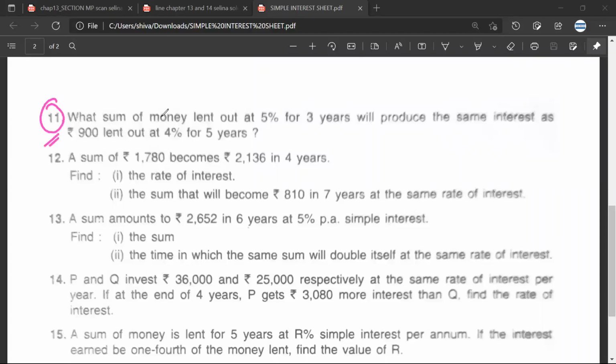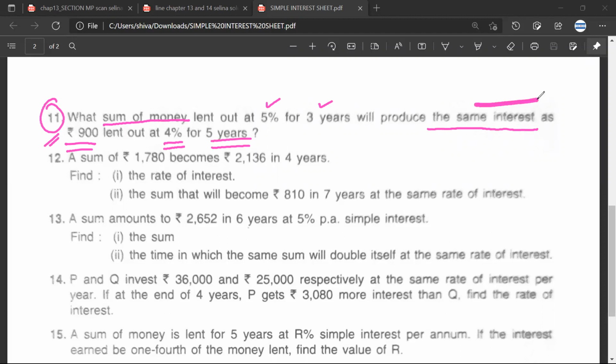So Mr. Sarthak, question number 11. What sum of money lent at 5% for 3 years will produce the same interest as rupees 900 lent out at 4% for 5 years? Mr. Sarthak, how should we do this?